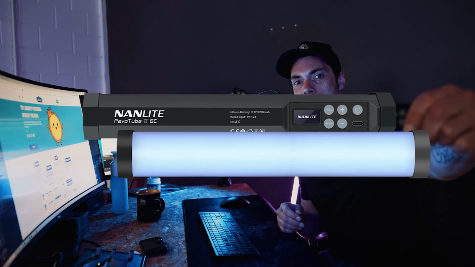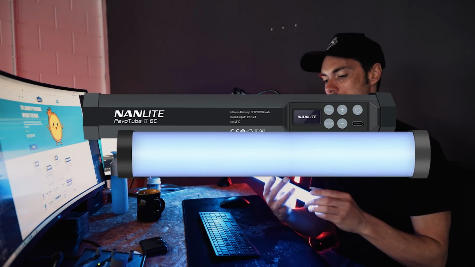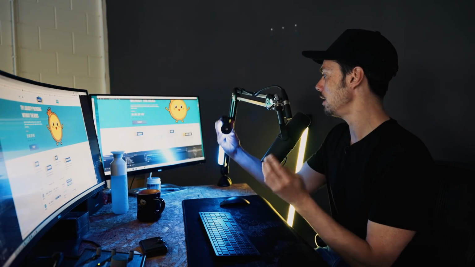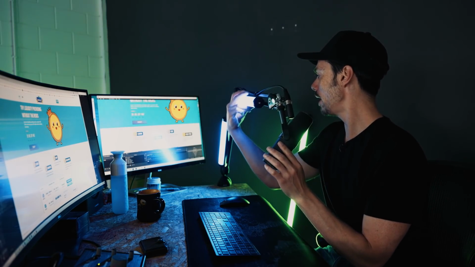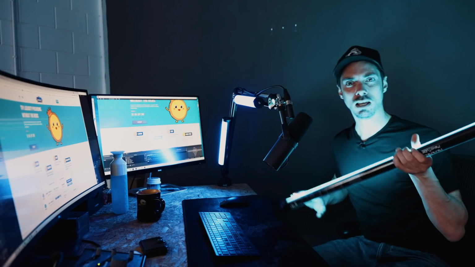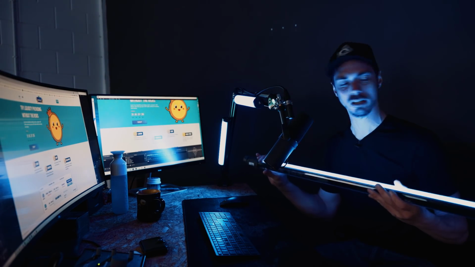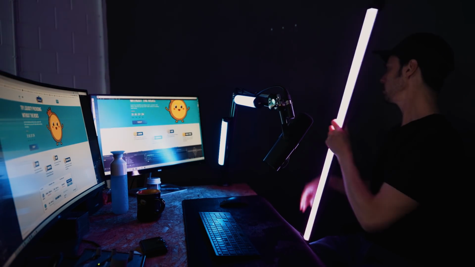Now, I know a lot of people have been talking about these the last couple of weeks, asking me where on earth we get them from. I'm going to do it once. This is a nanlite pavo tube, the small one, the 6-inch one. This is the one that's magnetic, like that. This is also a nanlite pavo tube. This is the 60 centimeter one. And that is it. That's enough about the neon tubes.